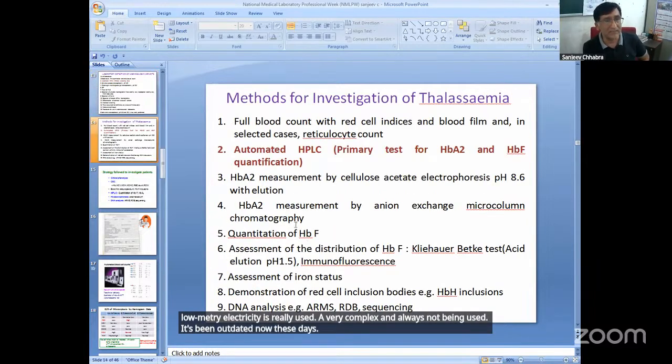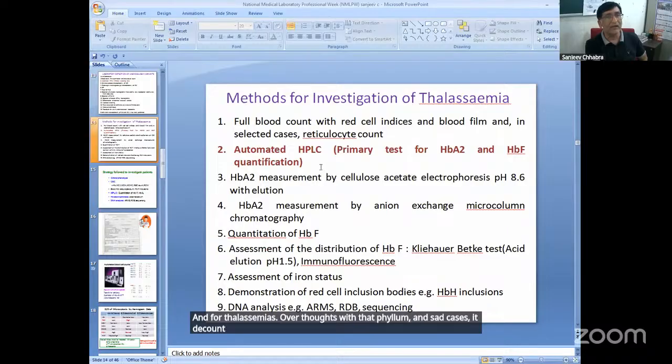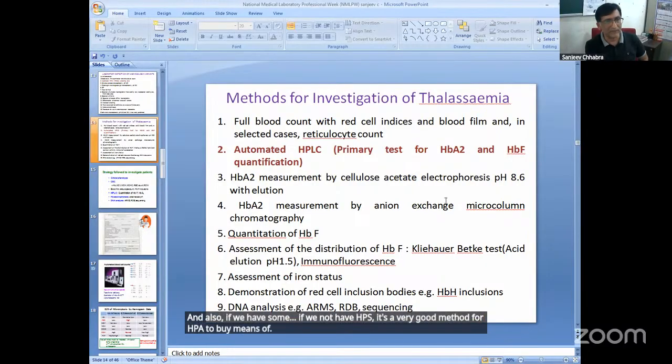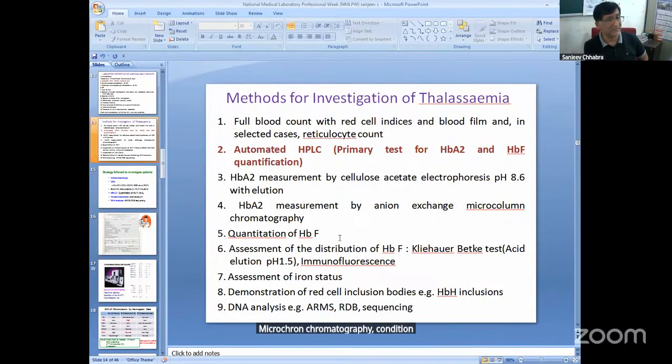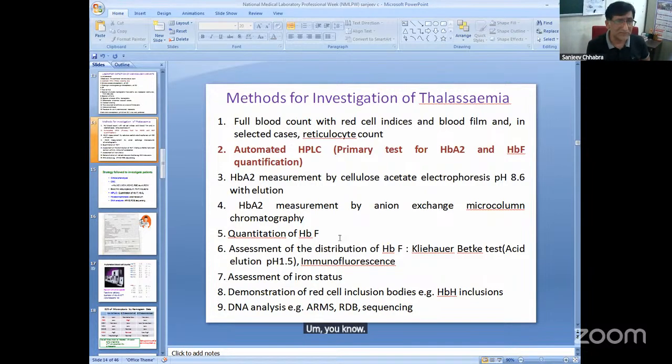And for thalassemias, whole blood counts with red cell indices, blood film, and retic counts are there. And on HPLC, again, the prime test for HbA2 and HbF quantification is there. We can also estimate by means of acetate electrophoresis with elution. And also, if we do not have HPLC, a very good method for estimation of HbA2 is by means of microcolumn chromatography, quantitation of HbF by other means like Singer's method, immunoassay, ELISA, all those things are there.